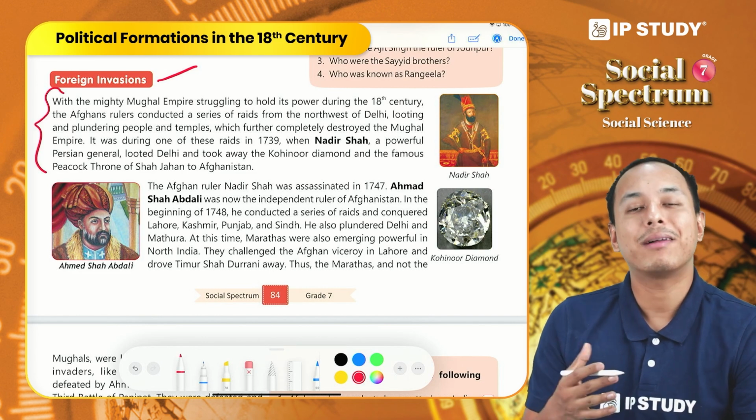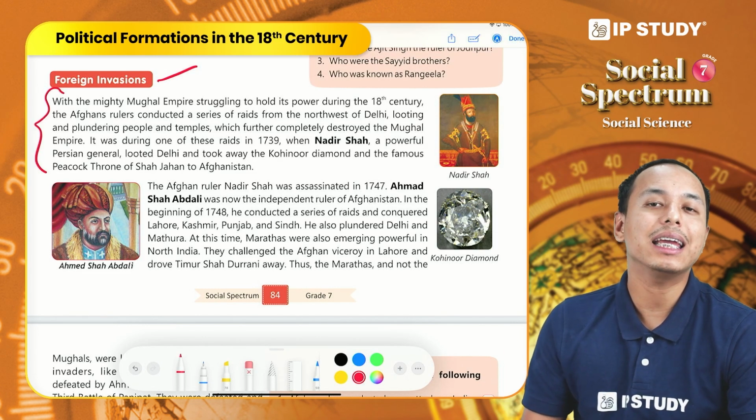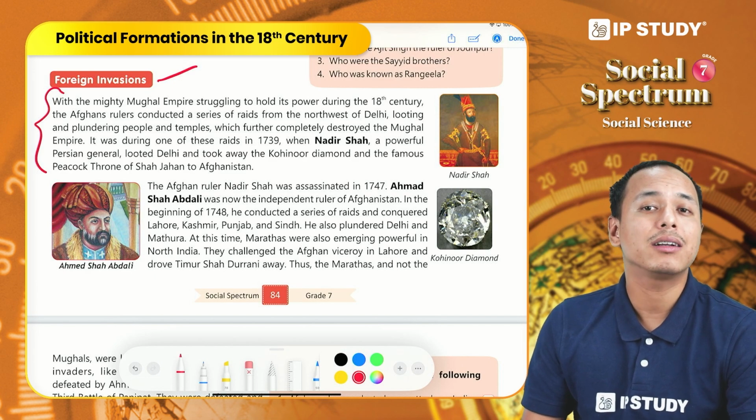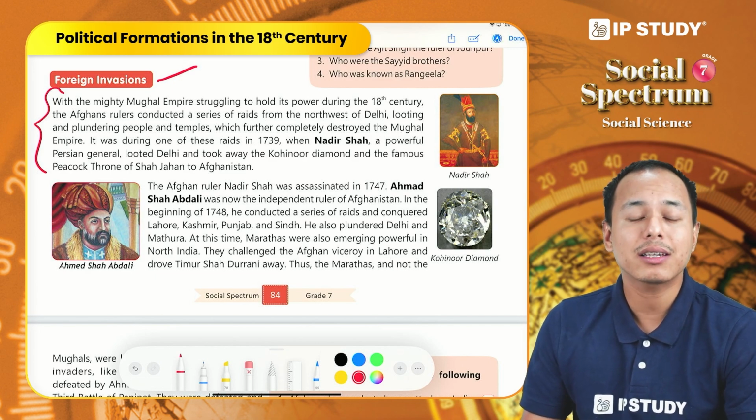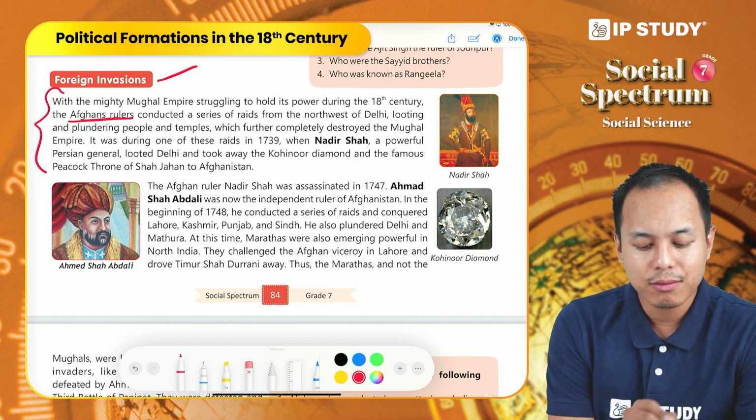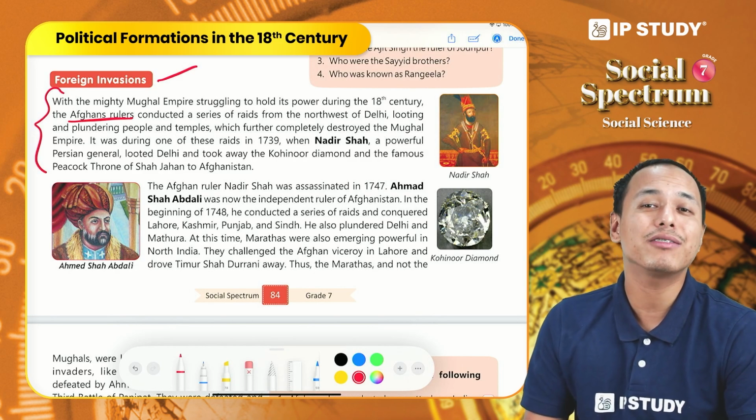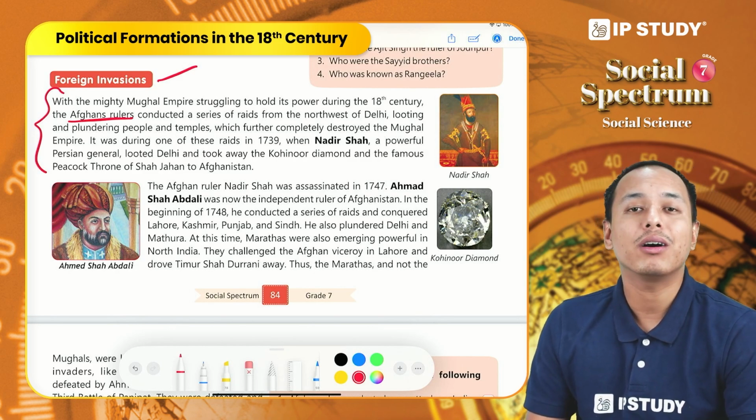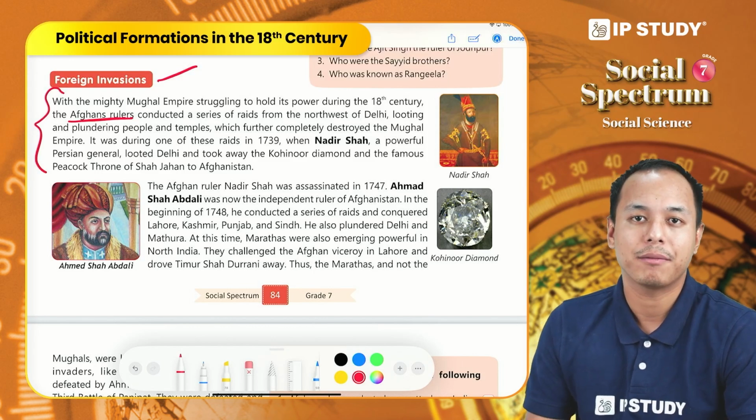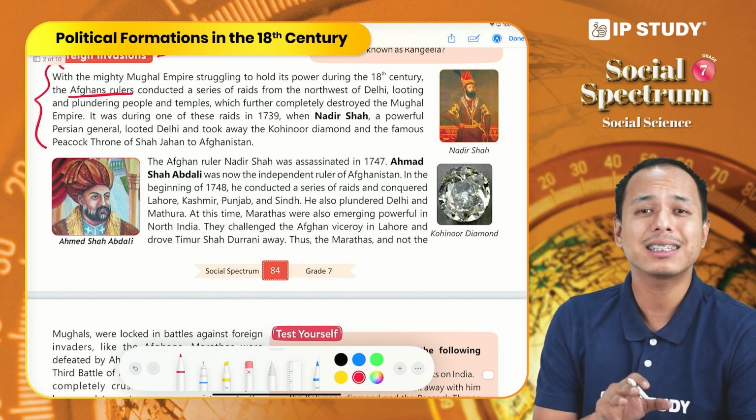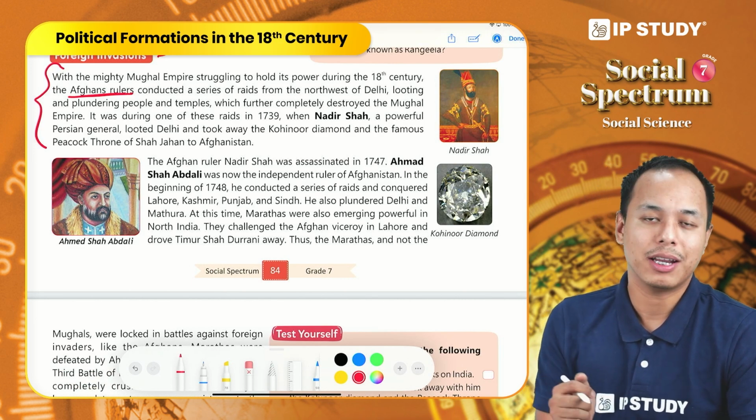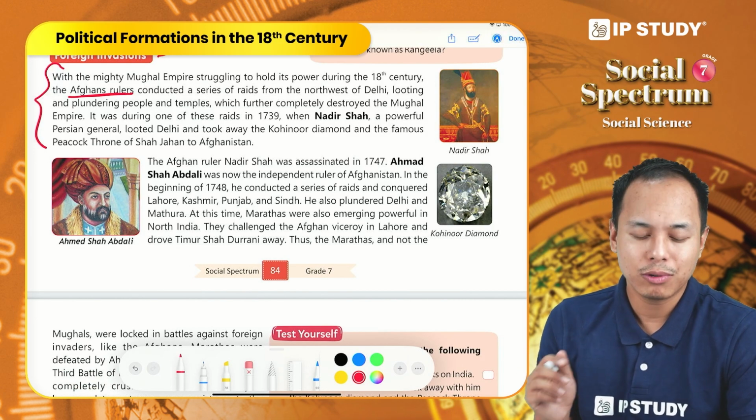With the mighty Mughal Empire struggling in the 18th century, many foreign invaders took advantage of it. As such, we see many Afghan rulers conducted a series of raids in India, and they plundered and looted away a vast amount of wealth from India. Okay, and this invasion further weakened the Mughal Empire.